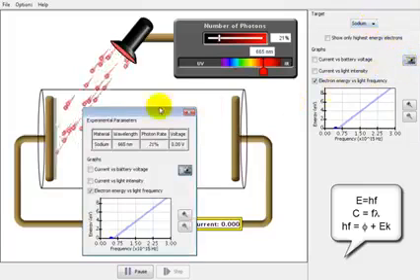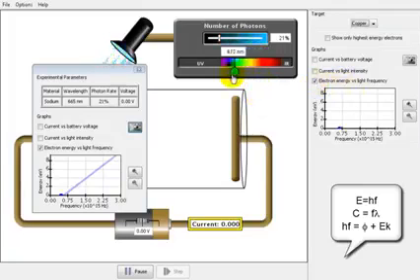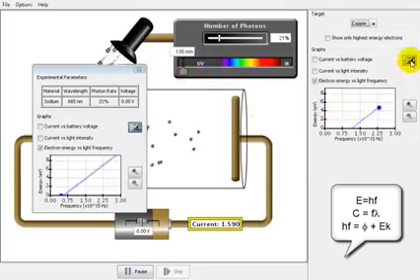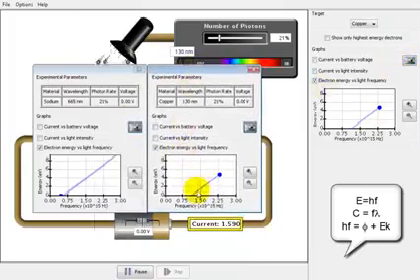Different metals have different threshold frequencies. If I change the metal, we can see that the energy where electrons start to be emitted is slightly different. Notice that this one has a much higher frequency and therefore much higher energy to release electrons. So copper has a bigger work function than sodium.